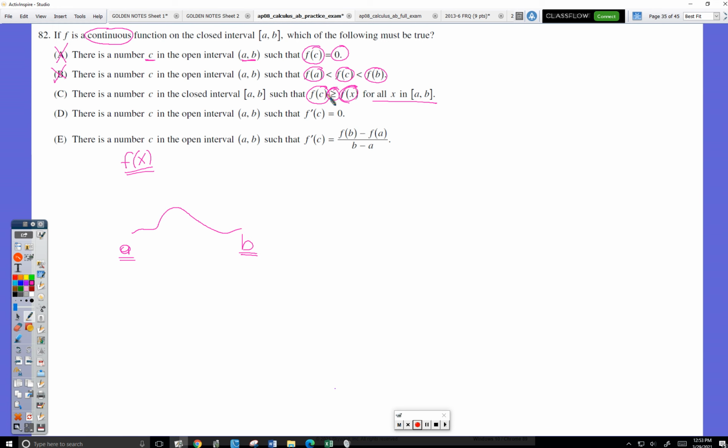or equal to. So when it says the closed and open interval, if it's a closed interval, does that mean c could be a or b? And then if it's the open interval, it can't be a or b? Correct. So then in this case, c could be a, and in that case, it's smaller than all the other values. This right here is actually what's known as the extreme value theorem.